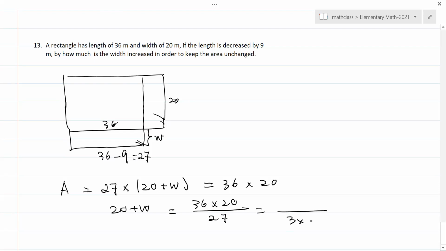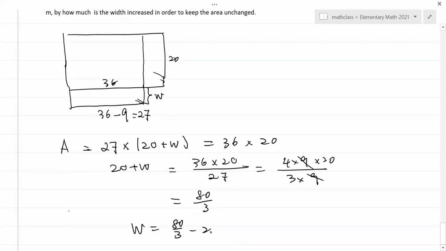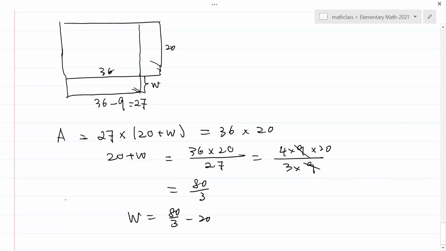Here 27 is 3 times 9, and 36 is 4 times 9, and here's 20, so the 9 cancels out. But I cannot simplify it further. So that is going to be 80 over 3. So the width is going to be 80 over 3 minus 20, and this is a subtraction of fractions, so you have to combine them. And 20 is 60 over 3, right? So the difference, 80 minus 60, is 20 over 3. That's okay, keep it as a fraction, I don't make it an integer. So the idea is you calculate the width of the new rectangle, which should be 80 over 3, and then subtract the 20, then you get the answer.